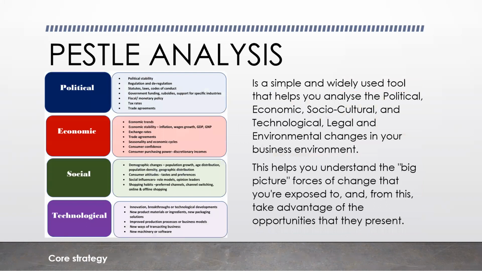PESTEL analysis, you have P there for political, E for economic, S for social, T for technological, L for legal, and E for environmental. And you can see that political, you are trying to look at political stability. And this is where I'm saying detail varies. It doesn't mean when you're writing a business case, you're going to start writing on all of these things. It really depends on whether it's important or not. In some cases, it's important. In other cases, it's not.